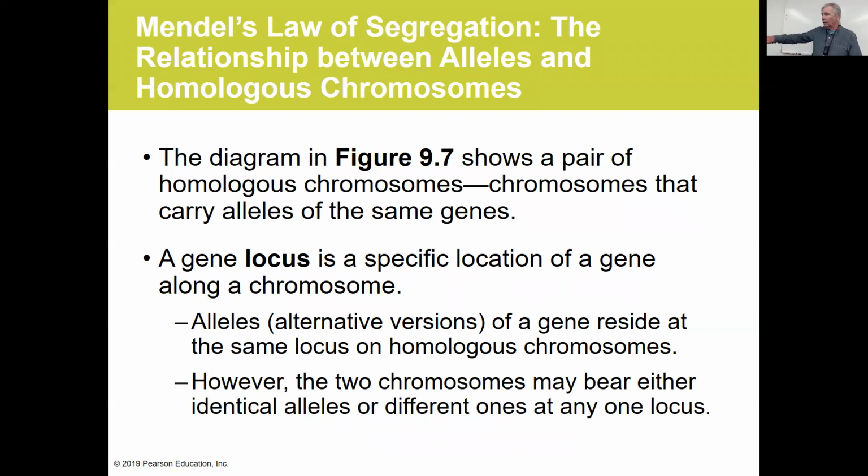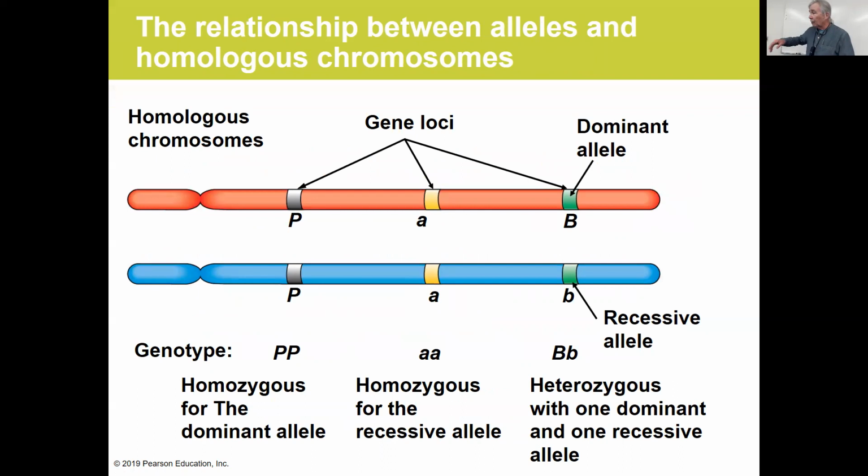Okay, figure 9.7 shows a pair of homologous chromosomes, chromosomes that carry alleles of the same genes. Remember, that's what homologous chromosomes are. A gene locus is a specific location of a gene on a chromosome. So alleles of a gene reside at the same locus on homologous chromosomes. However, the 2 chromosomes may carry identical alleles and be homozygous, or different ones, and then they will be heterozygous. So here is the relationship between alleles and homologous chromosomes. And here's the thing: Mendel didn't know anything about chromosomes. He didn't know about chromosomes or homologous chromosomes. So here's the homologous chromosome.